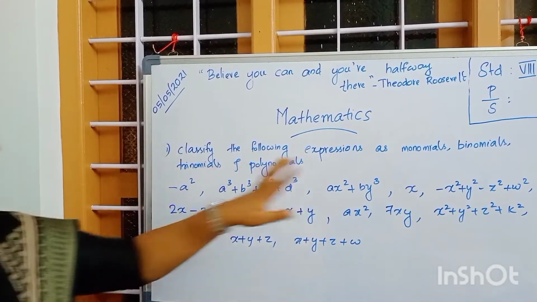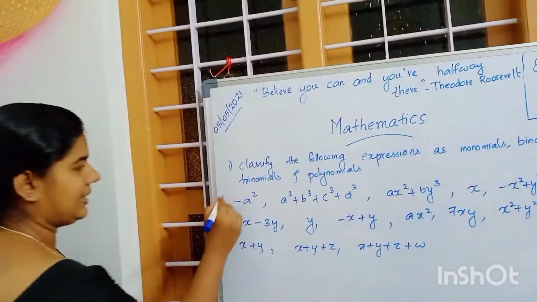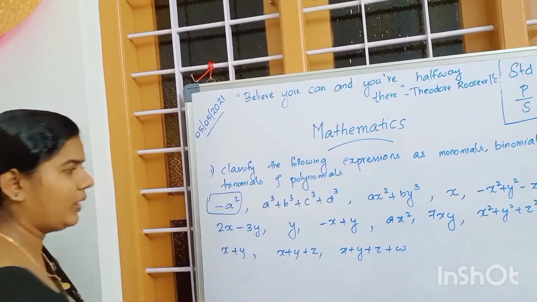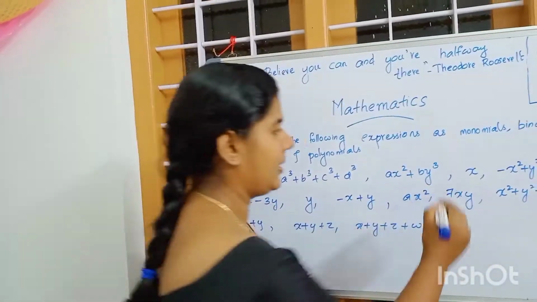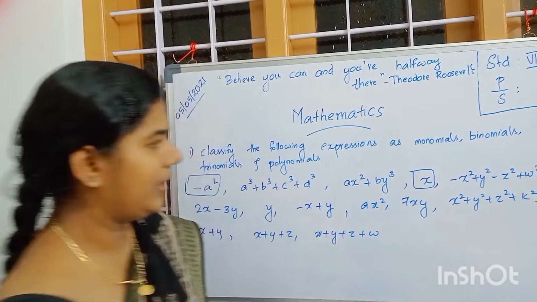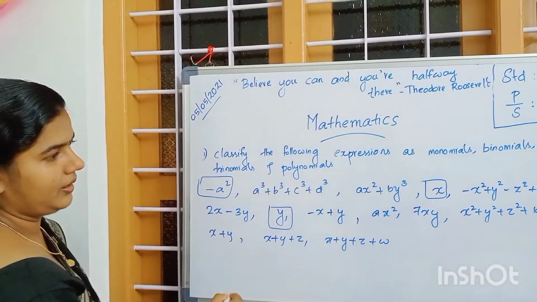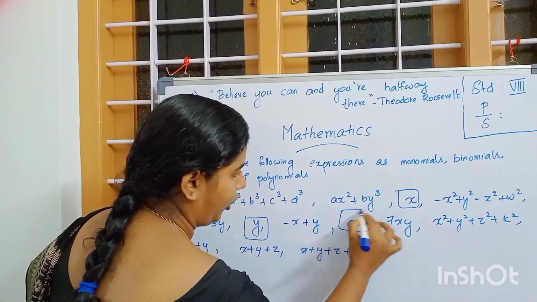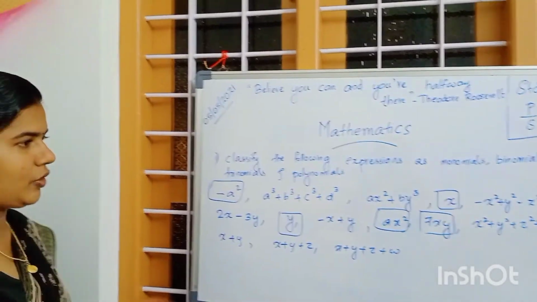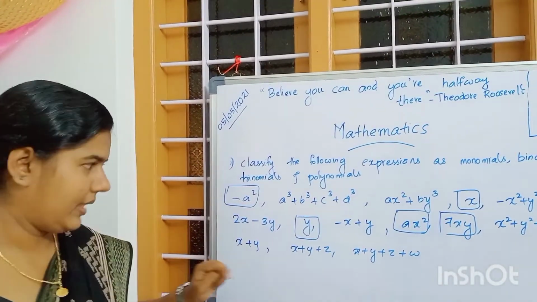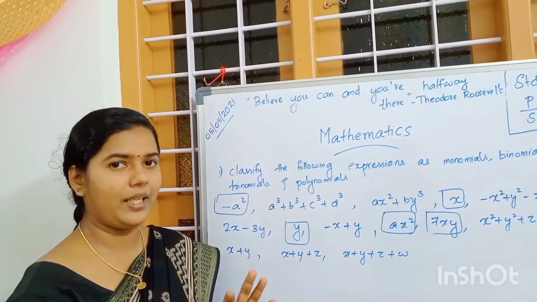So first of all tell me which among these are monomials. Yes, this is an expression with single term, correct? Then, yes, this one is a monomial. Then, yes, this is a monomial. Yes, this is a monomial. Then this. So these are the monomials we have. Correct.